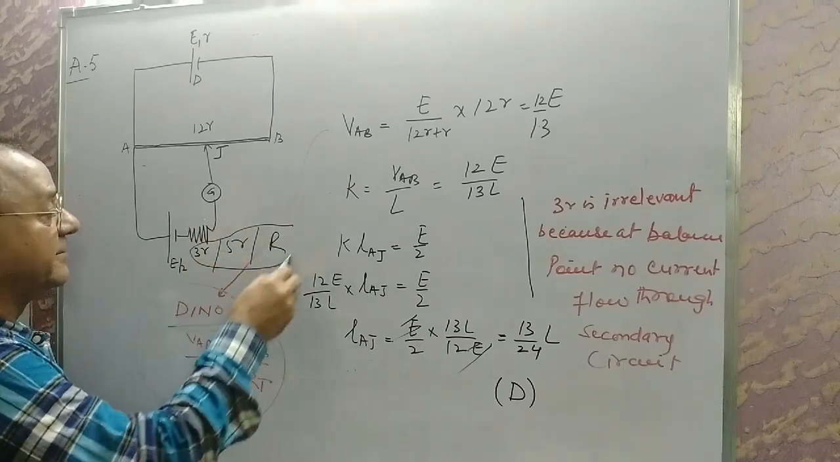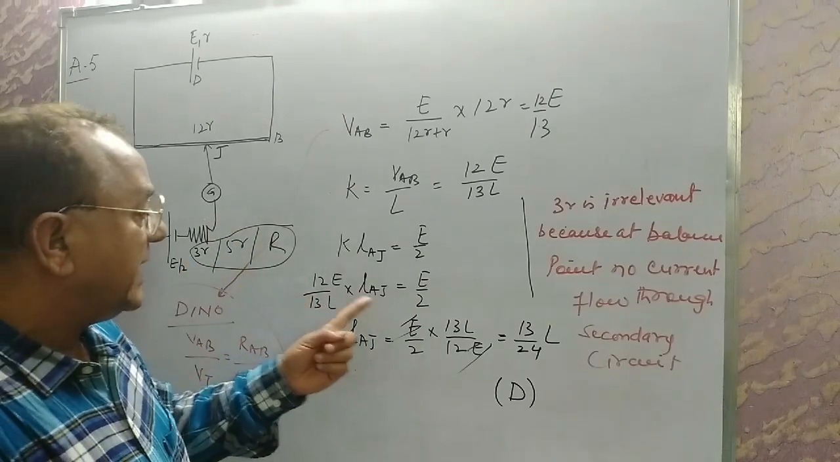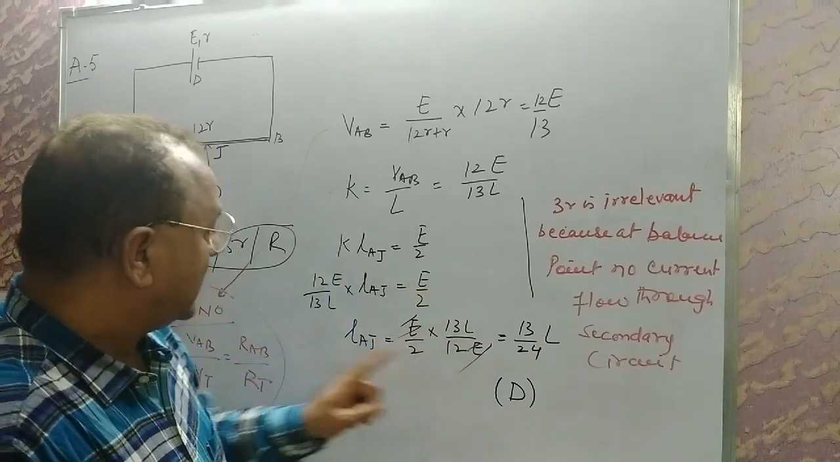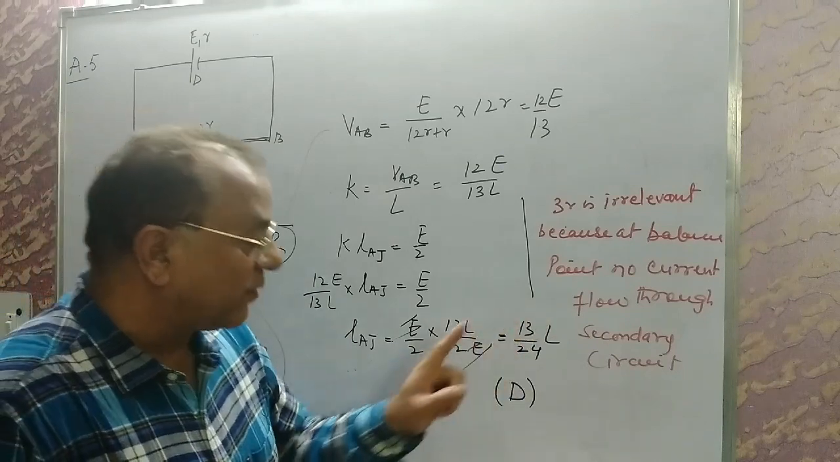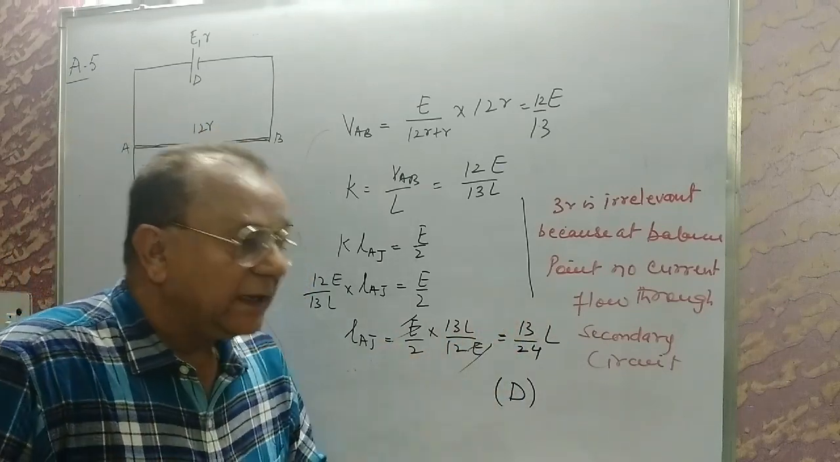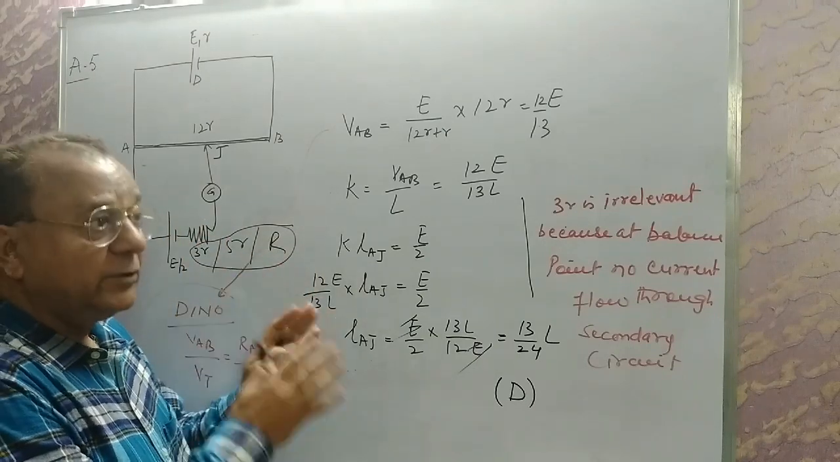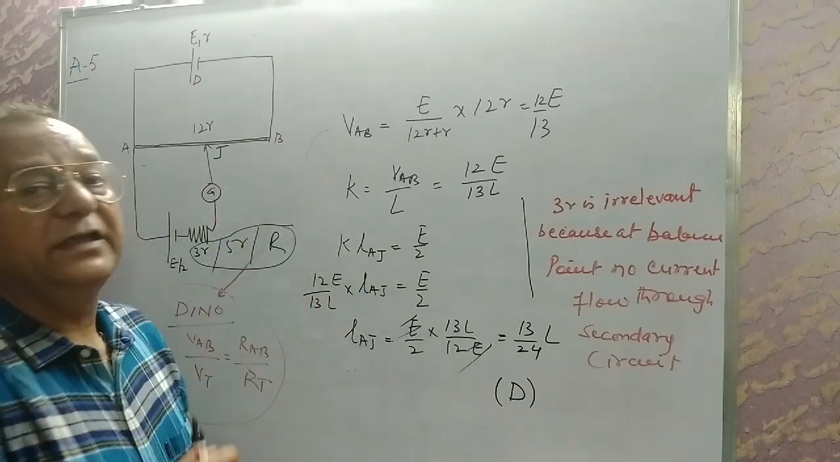It is irrelevant. So the balancing length is E divided by 12E by 13L, which is 13 by 24 L. The answer is D. Now students, go through this answer 2-3 times. You'll find it very rewarding in the competitive examination.